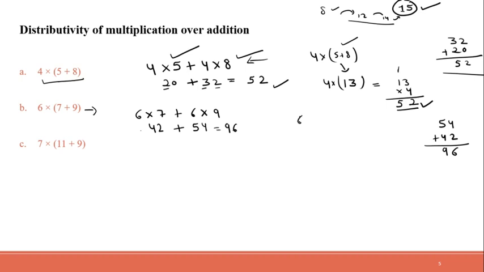Also, what else I can do is 6 into 7 plus 9. 7 plus 9 is 16, into the 6. So if you multiply 6 with 16, what will you get? 6 into 6 is 36. 6 here, 3 extra. 6 into 1 is 6 plus this 3 extra. 6 plus 3 is 9. So the answer is again 96. So it is up to you. You can use either of the methods which you think is more convenient to you.